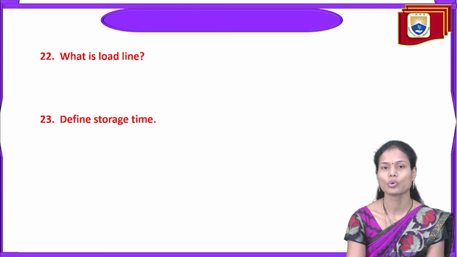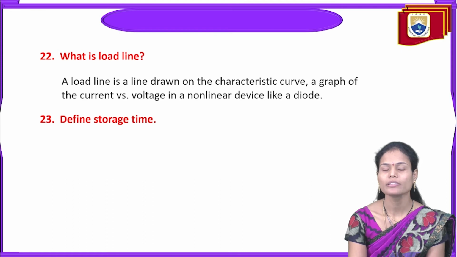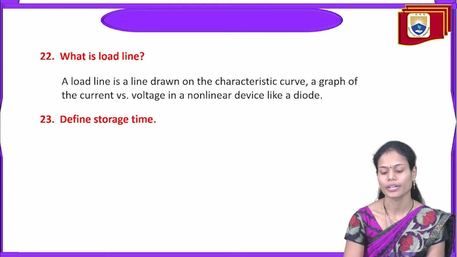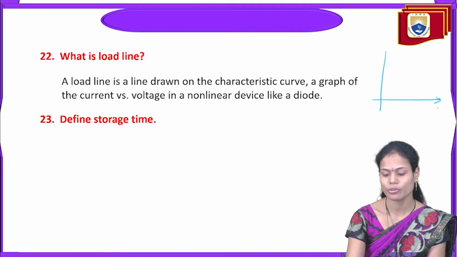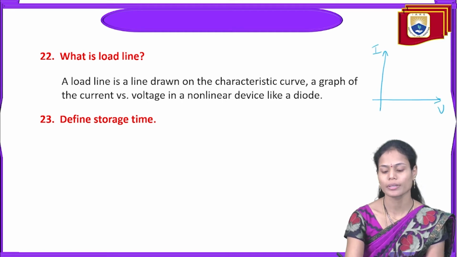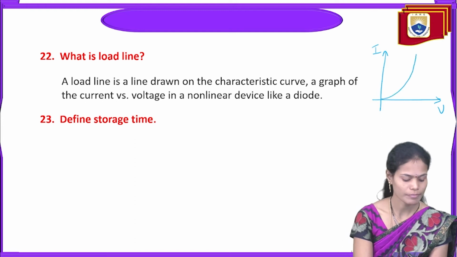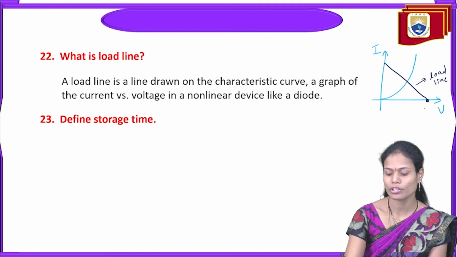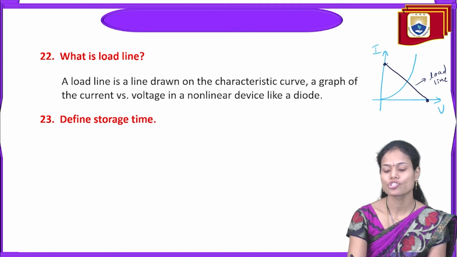And next, what is load line? Load line is the line drawn on the characteristic curve or graph of current versus voltage in a non-linear device like a diode. That is nothing but the VI characteristics of the diode, voltage versus current, and this is the characteristic, and this is the load line. To draw the load line, we have to find this particular voltage and this particular current, and if we join these 2 points, wherever this line cuts the curve indicates the Q point, and this particular line we are calling the load line here.